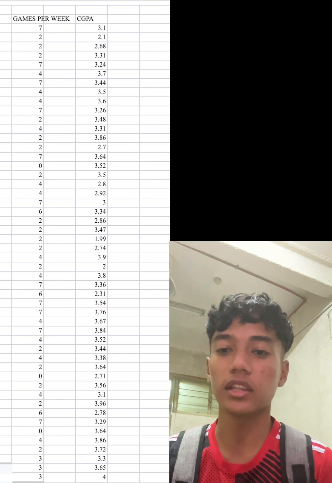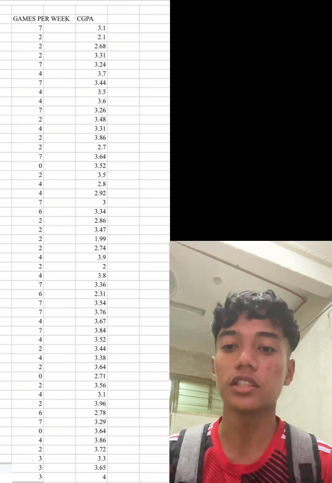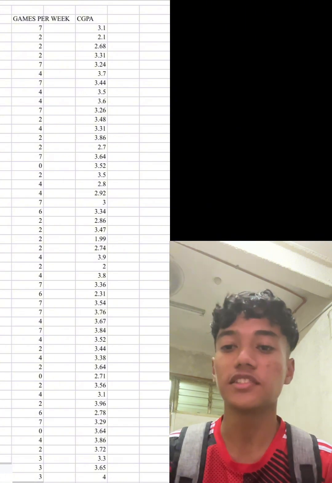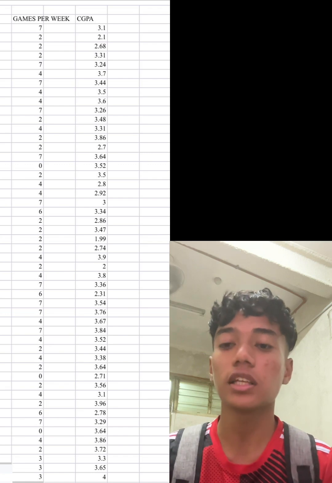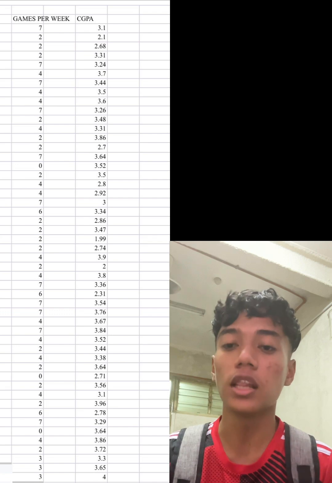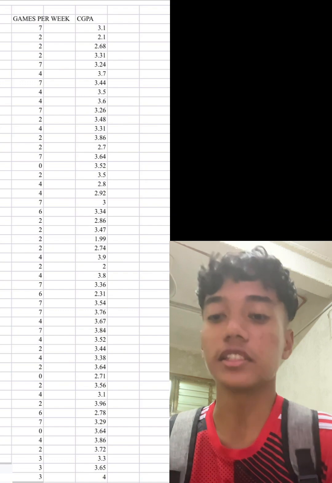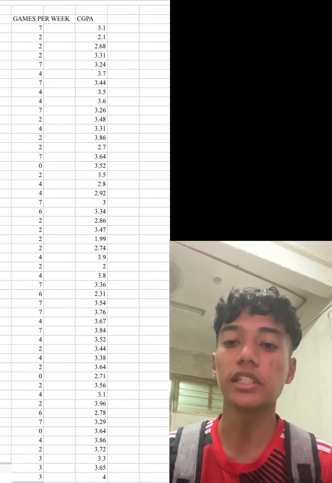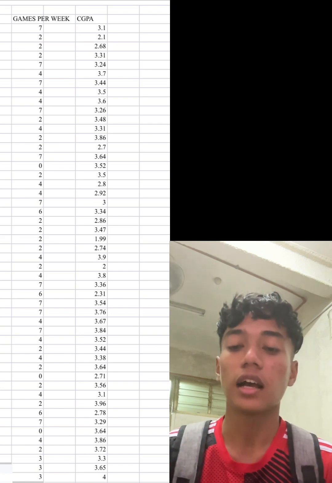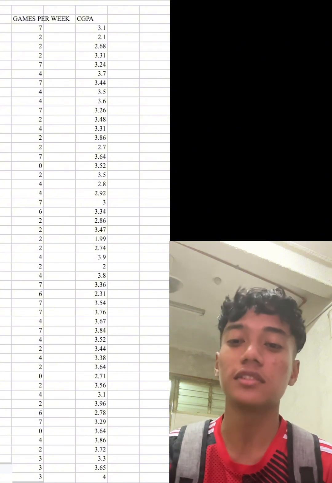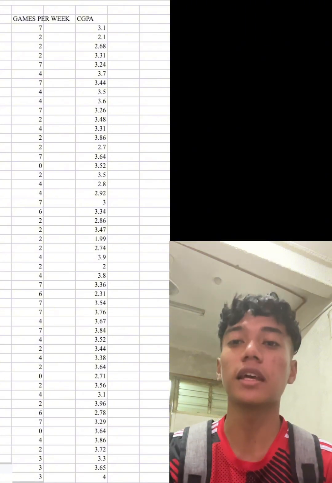In the data that we have collected, 10 respondents chose to play 7 times per week, and 3 respondents play 6 times per week. 12 respondents play 4 times per week. 3 respondents play 3 times per week, and the highest, 16 respondents, played 2 times per week, and 3 respondents never play a single game.